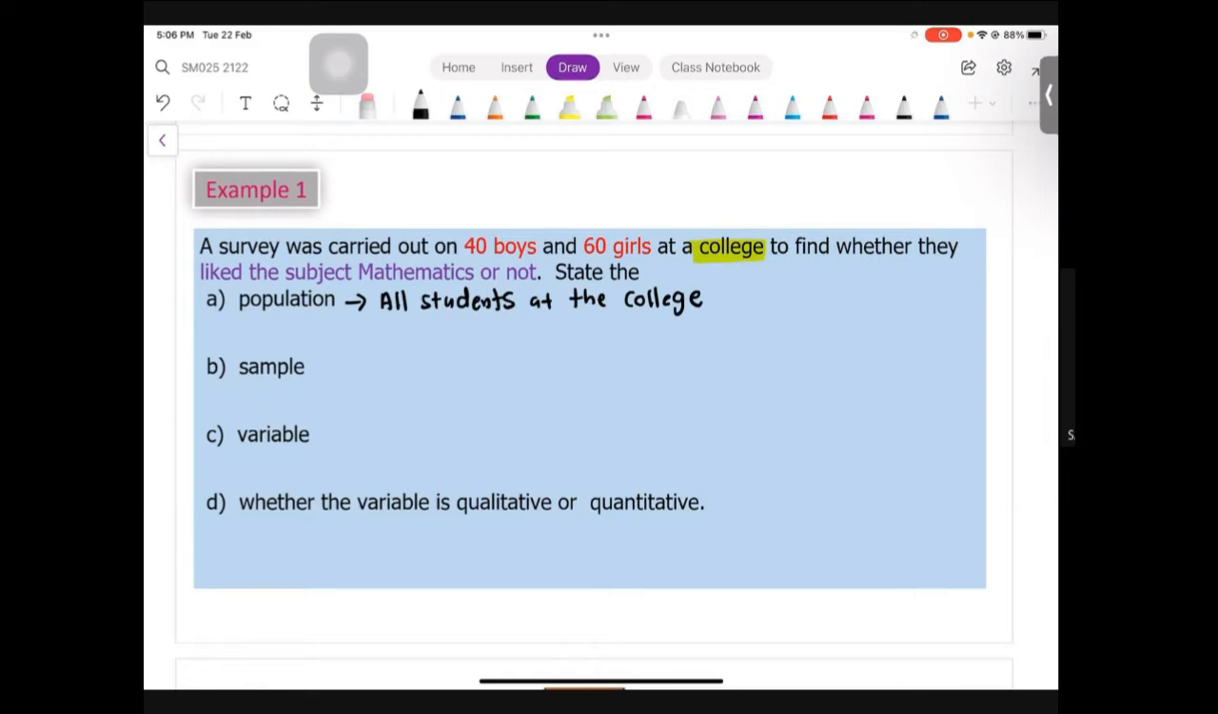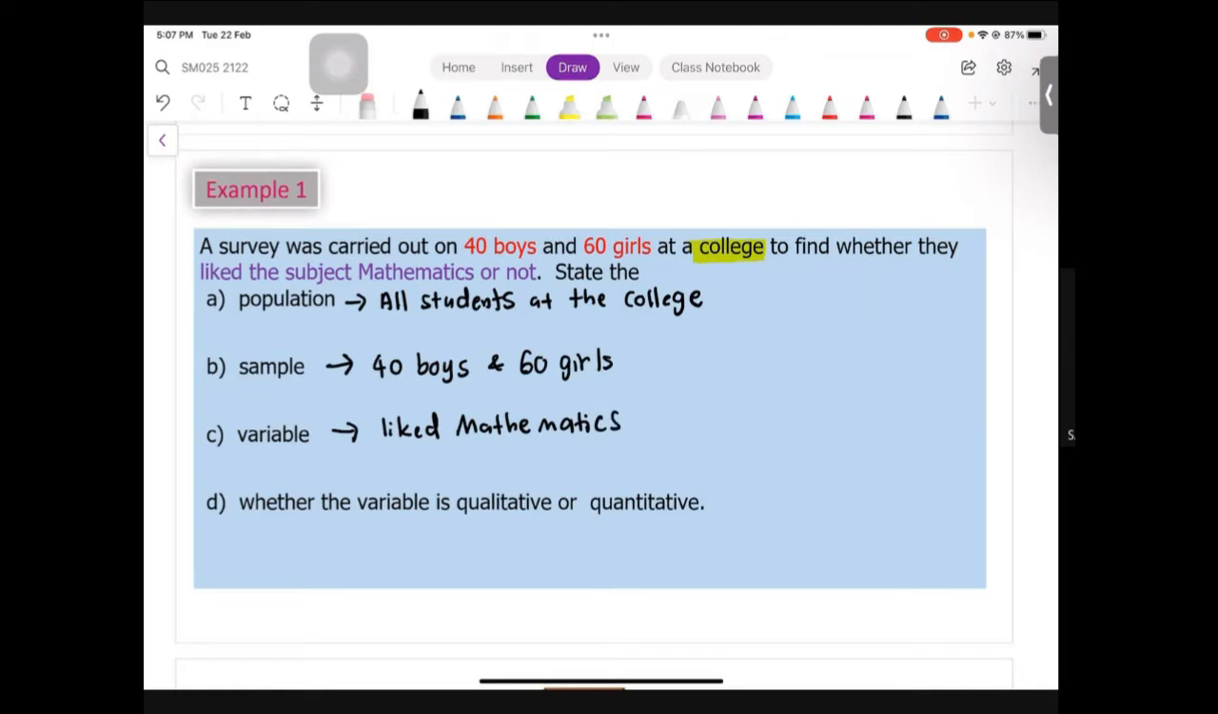Alright. Next one, sample. From all students, how many do we choose? As mentioned in the statement, we choose only 40 boys and 60 girls. After that, what is the variable, or the topic that we want to carry out the survey on? It's about the subject of mathematics. Like maths.